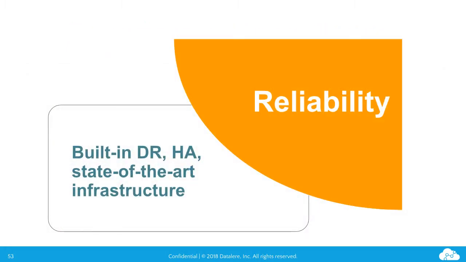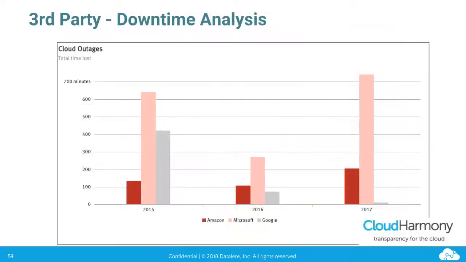Reliability. There's built-in disaster recovery and high availability. The infrastructure is state-of-the-art. Again, probably as sophisticated, if not more so, than most organizations. The downtime is minimal. As you can see by this chart, for the three major cloud providers, there's very little downtime. In 2015, 16, and 17, no more than 700 minutes a year, and that was the peak.